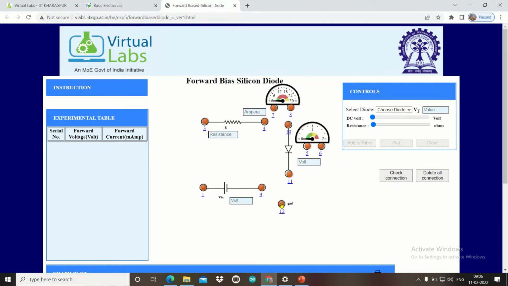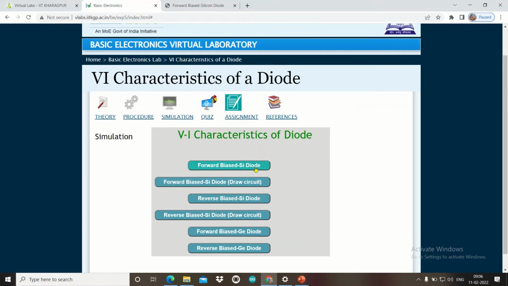Only the point is that this ground point has to be connected either here or there. Their program is such that only on this side will it accept the circuit. So the circuit was correct, but accordingly you can just go for them. That's why I am not demonstrating this, because my concept of the circuit might be different from theirs and the software might create some problem. So we will be going for the forward biased condition of the silicon diode.